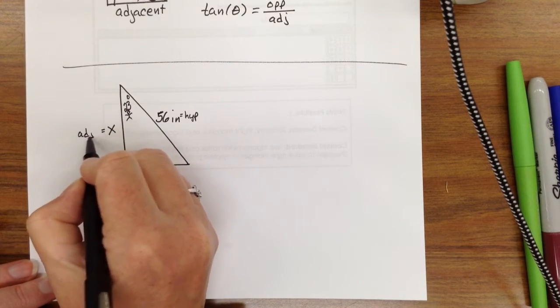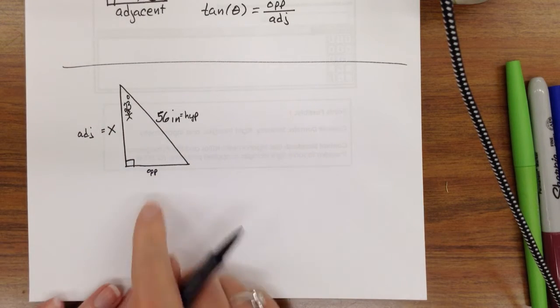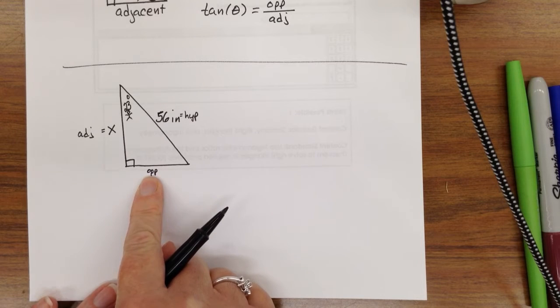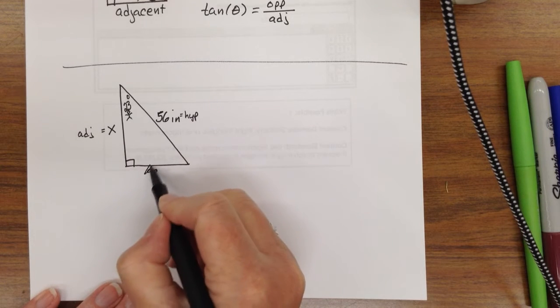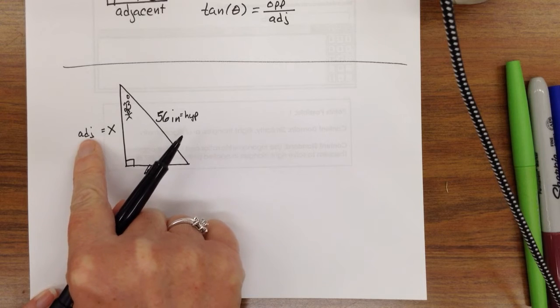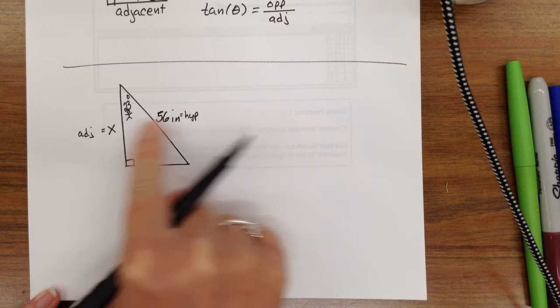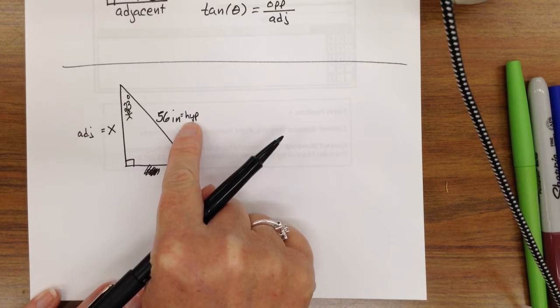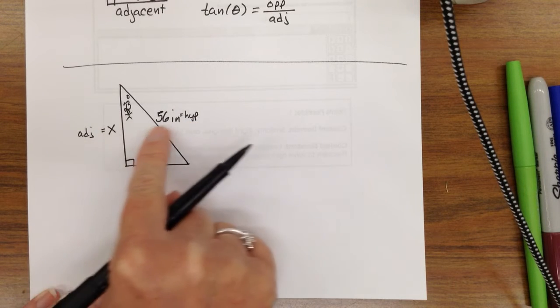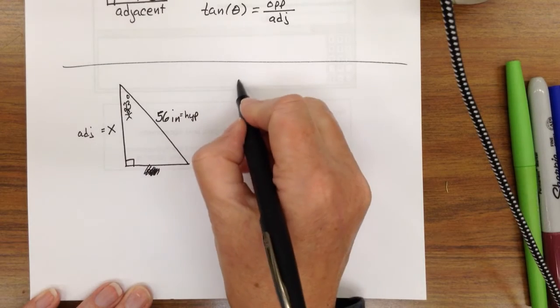And the X marks the adjacent side. Now, here's the deal. We don't know the opposite. We don't want to know the opposite, so I'm going to ignore that. I want to know the adjacent. I do know the hypotenuse. If only there was a trig function that worked with adjacent and hypotenuse.